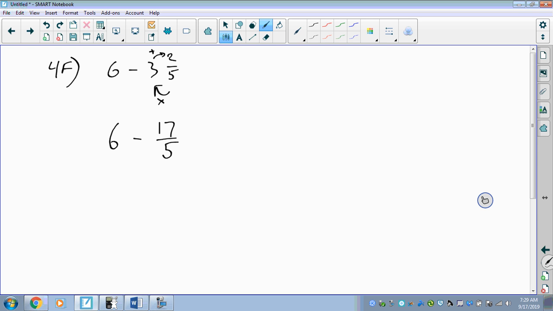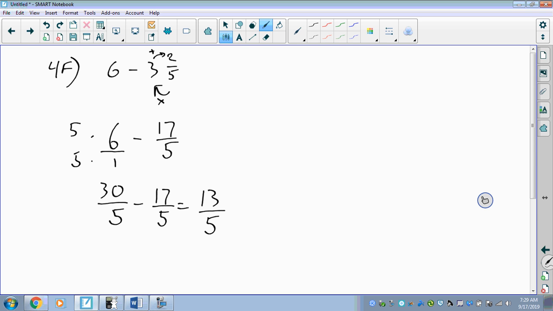So you need a like denominator. So you need to change 6 into some type of fifths. So what we're going to do is we're going to multiply the bottom by 5, and we're going to multiply the top by 5. So we'll get 30 over 5 minus 17 over 5, which is 13 over 5. Which you can change back to a mixed number if you want, but honestly, it doesn't say to leave it. It's just one more mistake you can make.